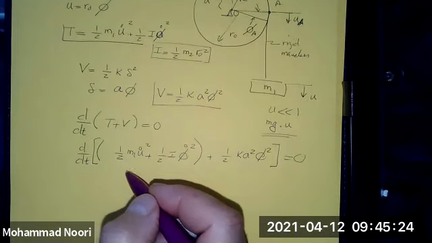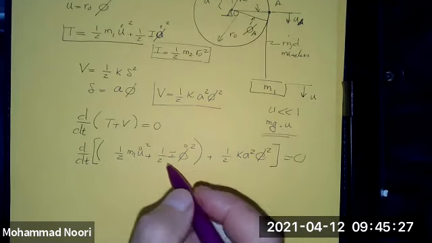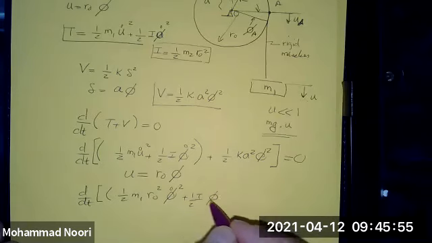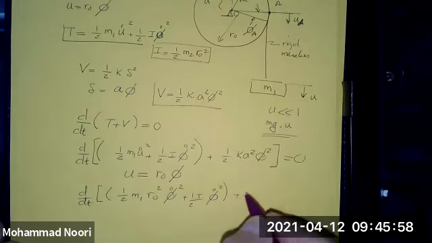You can set it up either in terms of u or phi. It's easier to substitute for u, which is r naught times phi. So this becomes d over dt of 1/2 m1 r squared phi dot squared, and this one is 1/2 I phi dot squared, plus 1/2 k a squared phi squared equal to 0.